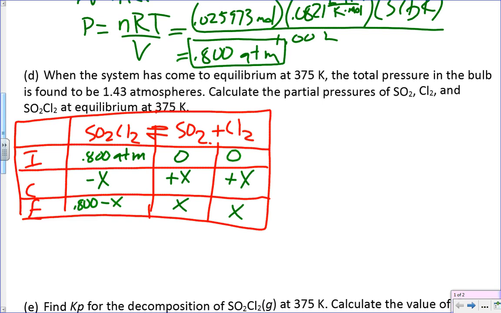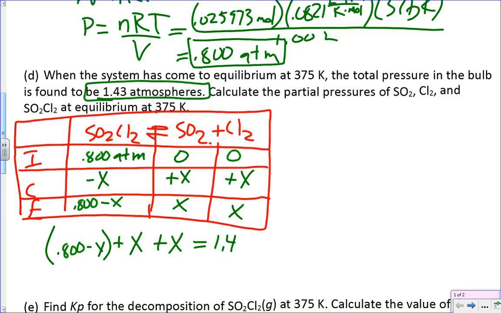But you'll notice right here, they gave us something that makes this a ton simpler. It said the total pressure is 1.43 atmospheres at equilibrium. Well, I know I have 3 gases in there at equilibrium, and I know they have to add up to 1.43. And I know my first gas would be represented by that pressure. My second gas would be X, and my third gas would be X, and that has to all add up to 1.43 atms. So I've got a simple algebra problem.